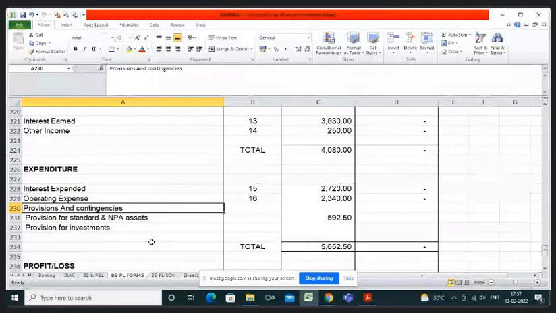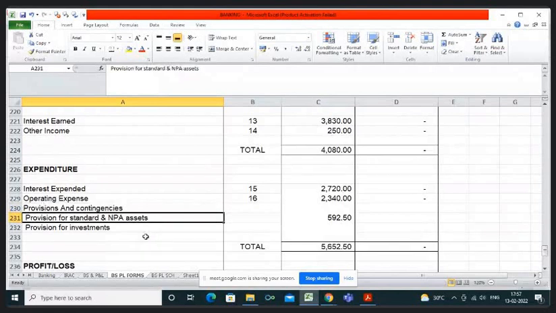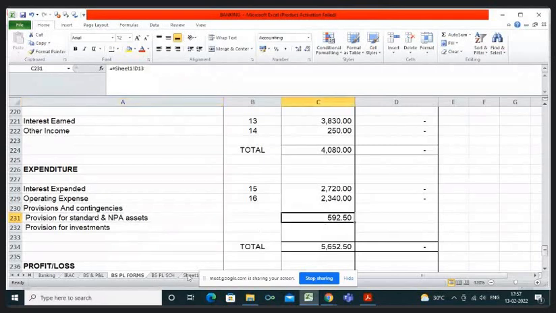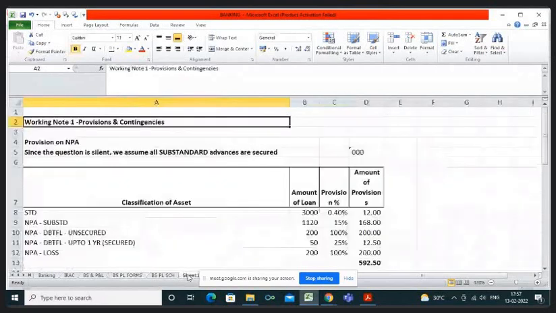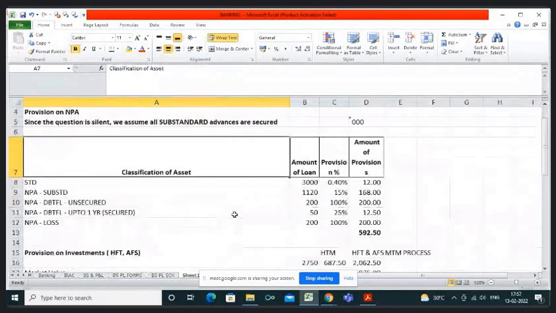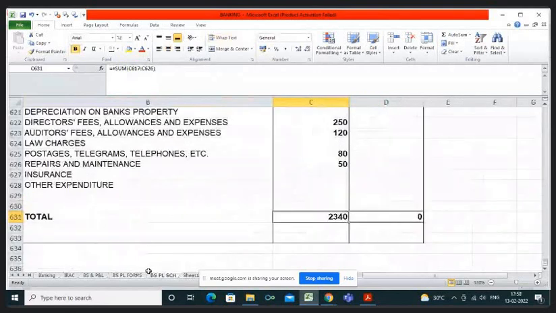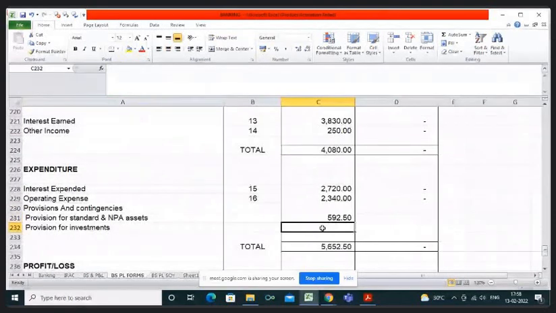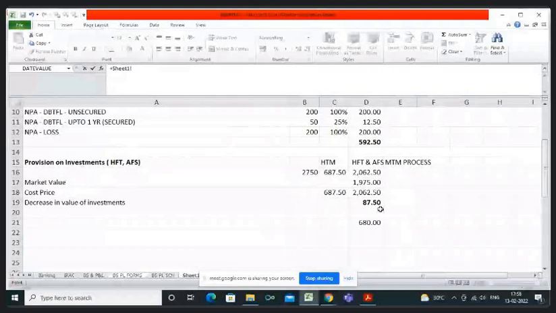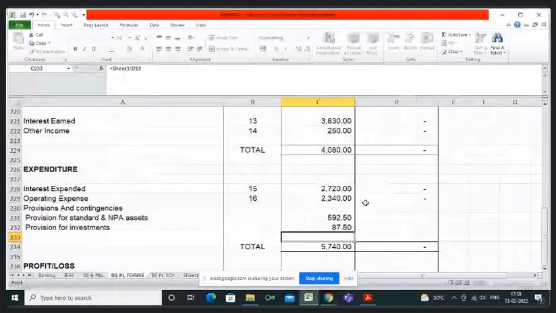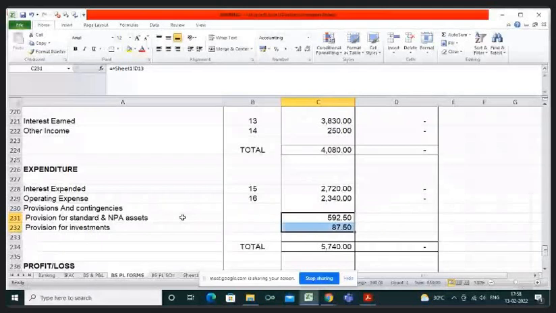Under provisions and contingencies, we have to show what is the provision for standard and NPA assets. How much is it? We have already worked it out here. Provisions for standard as well as non-performing assets is 592.50. So we have to show it here. Then provision for investments. How much should we show? Provision for investments will be 87.50. So these are on the face of the profit and loss account. It won't affect any of the schedules.